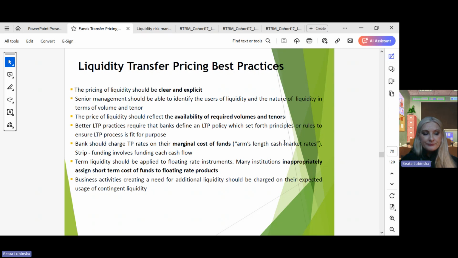Your FTP will be the summation of base rate, swap rate for 5-year tenor, plus 5-year TLP. Because, as I said, it's a 5-year repricing, 5-year maturing product.